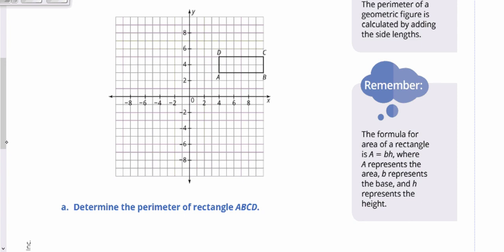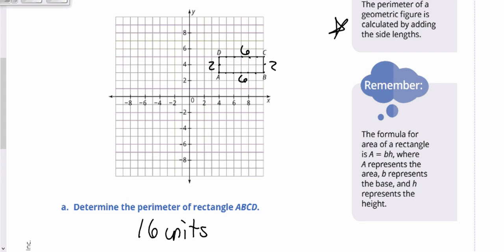So remember, the perimeter is calculated by adding all the side lengths. So all we have to do is count up the lengths and add them up. We're starting here, so 1, 2, and then 1, 2, 3, 4, 5, 6. Then 1, 2, and 1, 2, 3, 4, 5, 6. Adding them all up, we get 6 plus 6 is 12, plus 4, or 2 plus 2. So we have a total of 16 units for the perimeter.